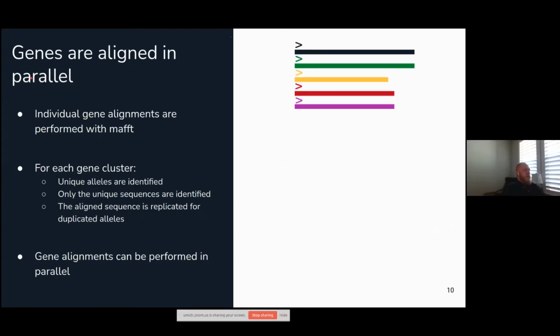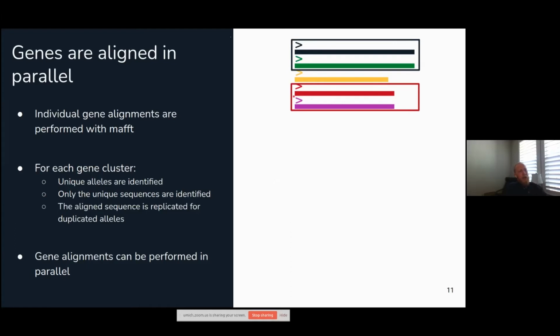So we then align each gene individually. For this, we also want to minimize the number of sequences which are included in the alignment, because the complexity grows exponentially with each sequence included. So first, we identify the unique alleles, which we defined as exact string matches. The idea here is that finding identical sequences is computationally efficient, but multiple sequence alignment is very complex.